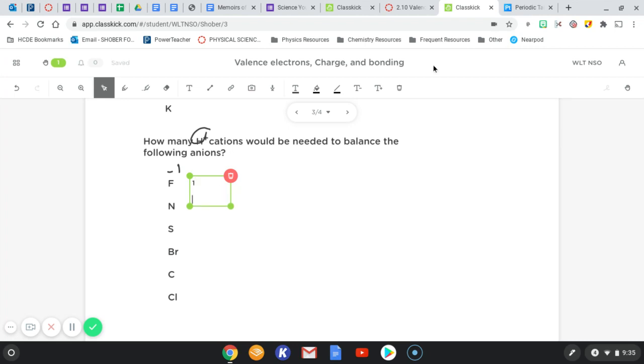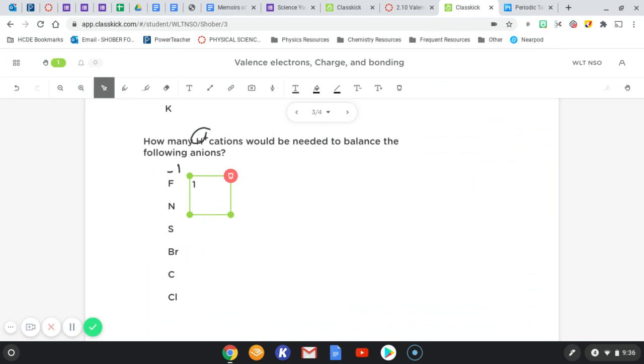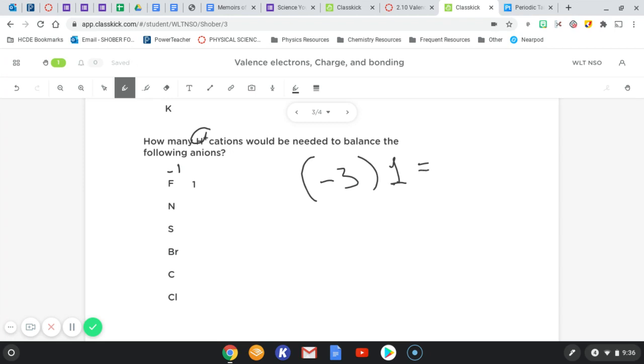Let's look now. Maybe I made my text too small. There we go. Let's look at N. So N is right here. It's in group 15. So its charge would be -3. And so let's do our little math thing again. And I think you guys will probably get the hang of this. But I have -3, and I only have 1 nitrogen. Well, we know this is actually the same math as before. 1 times -3 equals -3. So that was for my, oops, not for F. That was for my N.